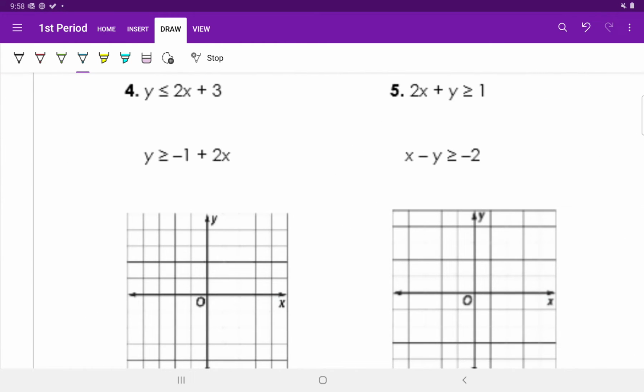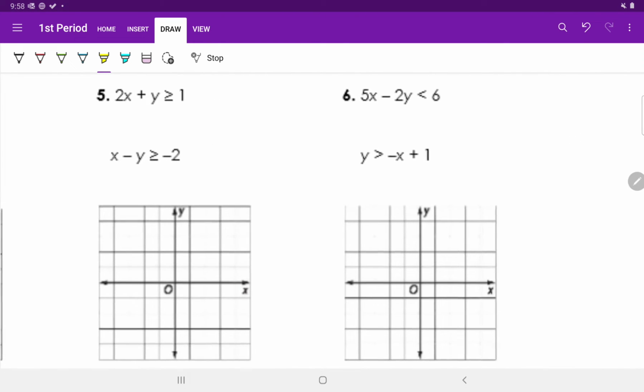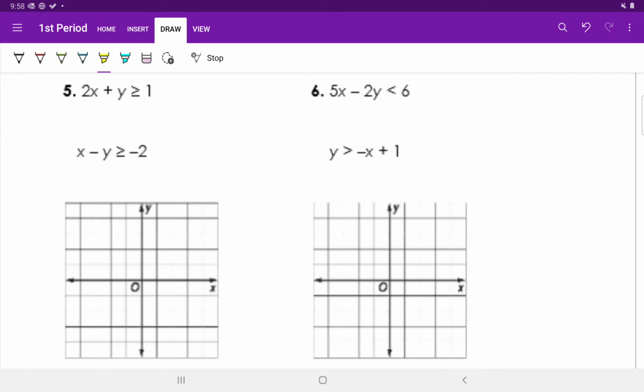Number 4 is a problem that you will do on your own. So let's move on to number 5. For number 5, we have a similar issue at the start. We're looking at an inequality that is not written in the form y equals mx plus b. So let's write it in that form.